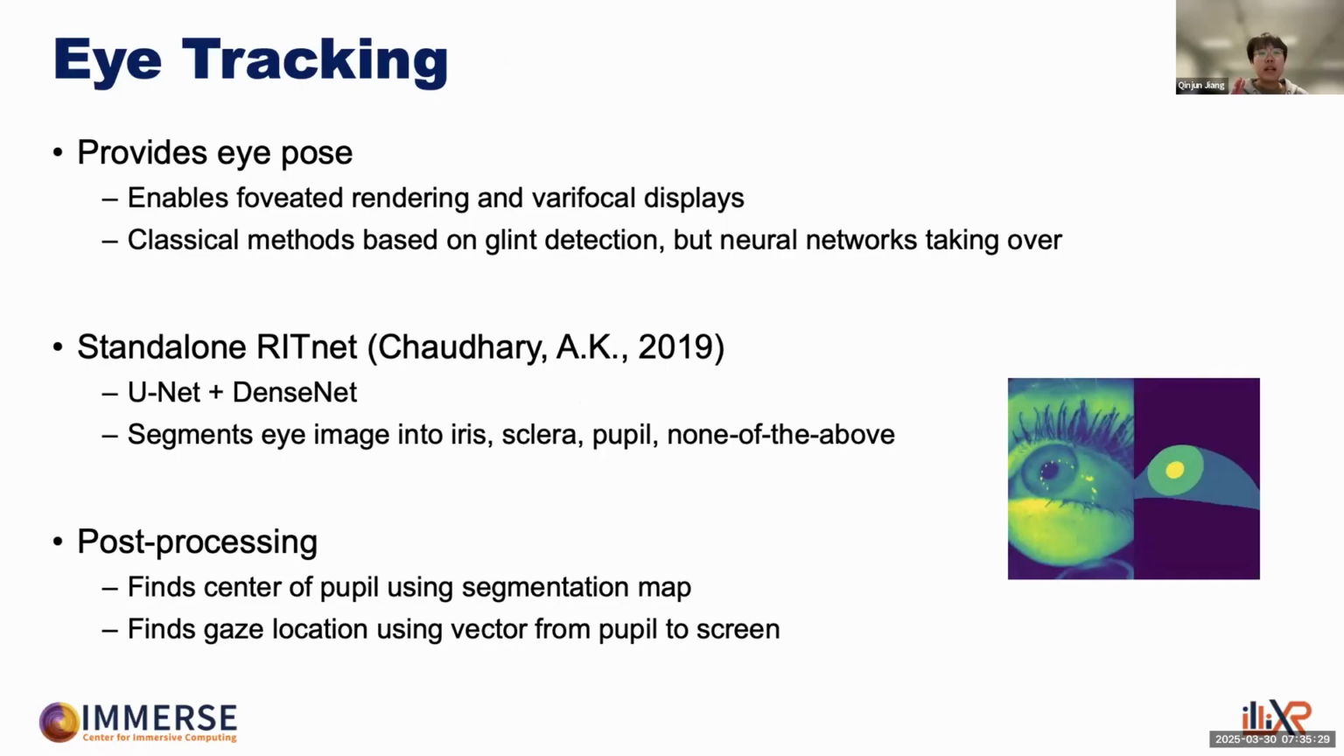All right, then the last component in this perception pipeline is called eye tracking, which, as the name implies, estimates the pose of the eye, or more exactly, where the user is looking at. By providing this information, eye tracking enables many optimizations, especially on graphics. One foremost example would be foveated rendering.